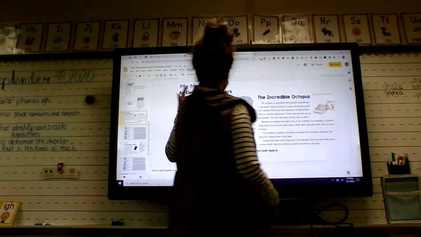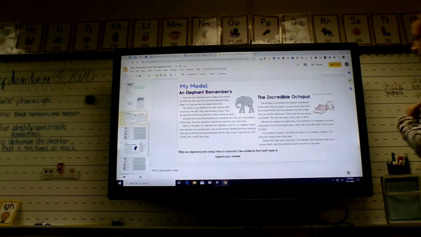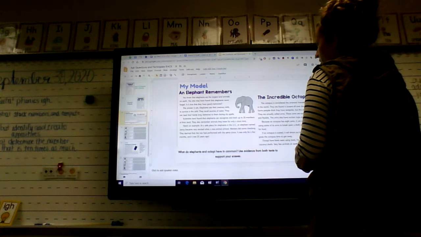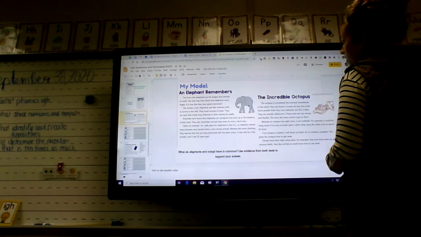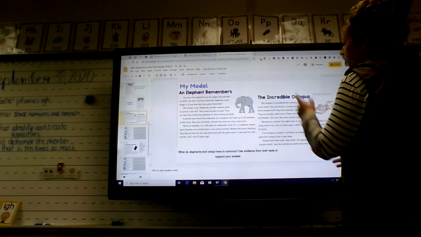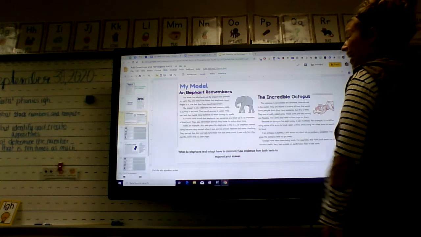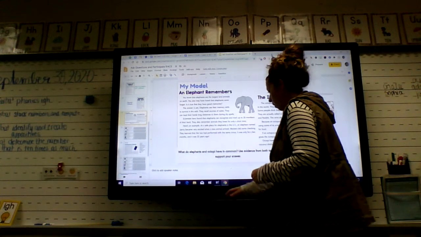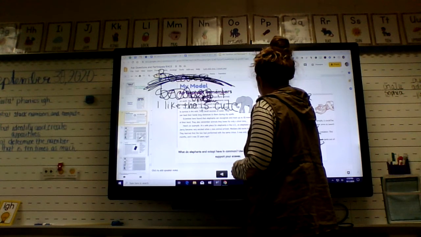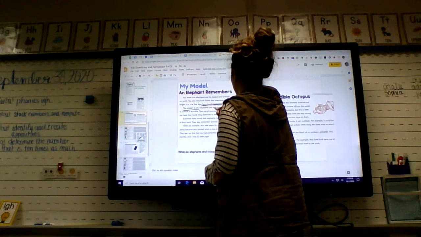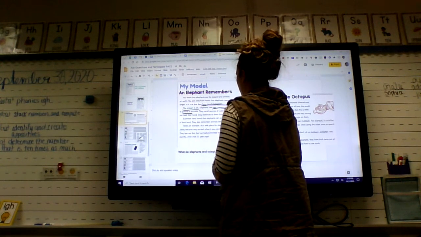Okay. An elephant remembers. You know that elephants are the largest land animals on Earth. You also may have heard that elephants never forget. It is true that they have good memories. Is it true that they have good memories? The answer is yes. Elephants use their memory skills to survive in the wild. You know what I'm forgetting to do? Annotate. They do have good memories. They use their memory skills to survive.